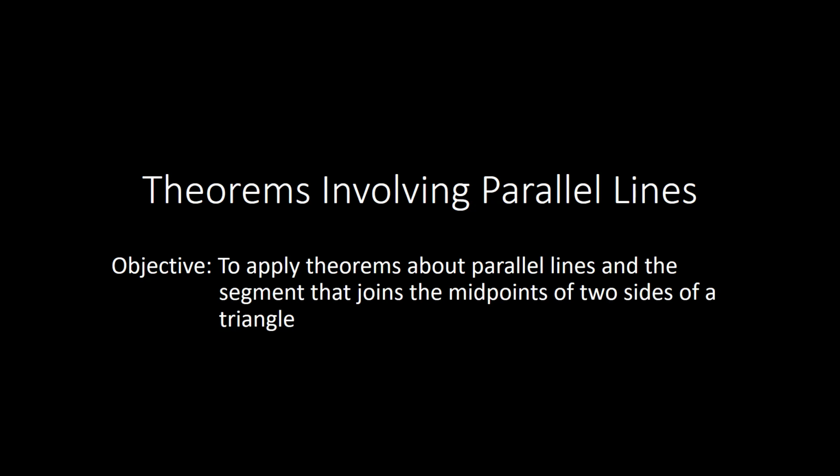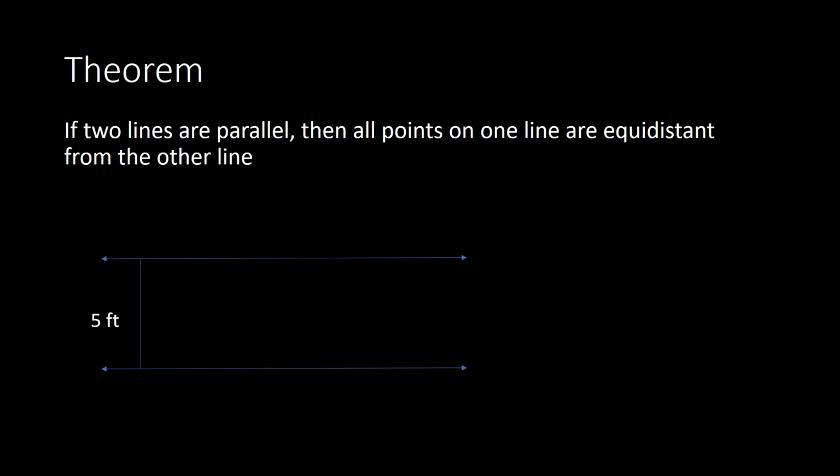In this lesson, you will learn to apply theorems about parallel lines and the segment that joins the midpoints of two sides of a triangle. So the first theorem says that if two lines are parallel, then all the points on one line are equidistant from the other line. So here we see two parallel lines, and the distance from this point to this point is 5 feet.